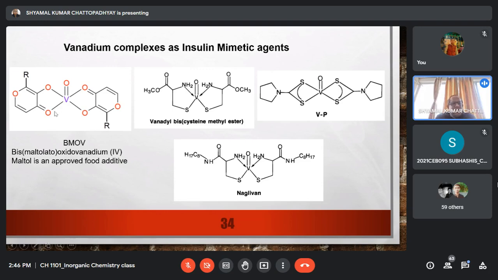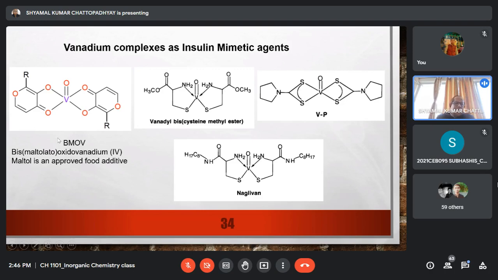So this is a natural ligand with which two such ligands are coordinated to vanadium. And so vanadium, you see, this is 1 minus charge, this is 1 minus charge, and this is 2 minus charge. Vanadium is in the +4 oxidation state. So you have a bis maltolato oxido vanadium 4 complex, right? So these are maltolato ligands, and we have the oxide ligand. It has very good insulin mimetic property. This is more suitable because it can be administered orally. It has been found this drug can be administered orally.